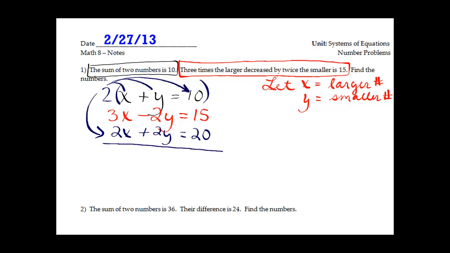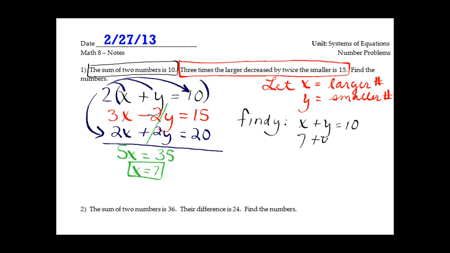Adding the two equations together, we now have my y's dropping out, adding my x's, solving for x is 7. I'll now need to find my y. And it just goes back to your algebra skills. Find your y. Using one of the original equations, I'm choosing x plus y equaling 10. My x is 7. Therefore, my y is 3.